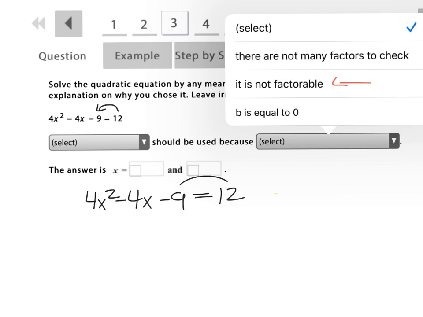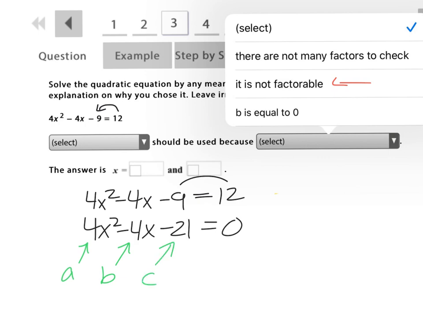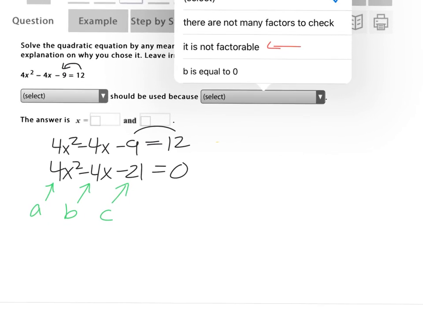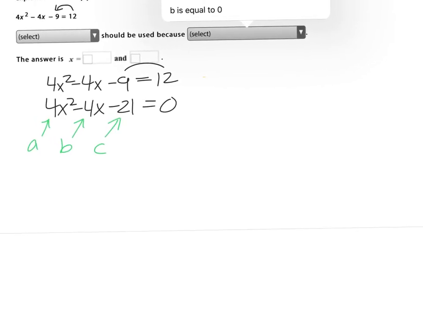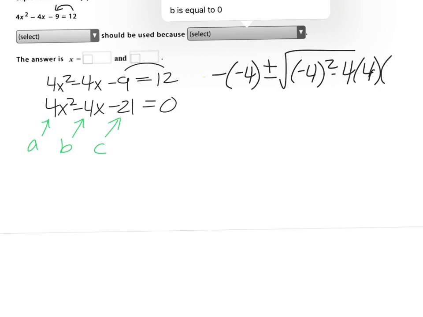Sorry about that, a little shift there. So I have 4x squared minus 4x minus 21 equals 0. Here's my a, there's my b, there's my c. I'm going to make it a little bit smaller here, move it up. Now all I'm going to do is plug that straight into the quadratic formula. So x equals negative b plus or minus the square root of b squared minus 4ac, all over 2a.